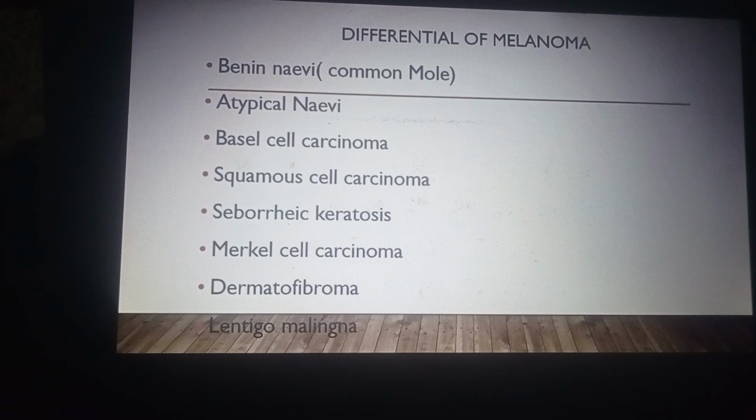Differential of melanoma. Melanoma can be differentiated from benign nevus or benign nevi, which is also known as the common mole, atypical nevi, basal cell carcinoma, squamous cell carcinoma, seborrheic keratosis, Merkel cell carcinoma, dermatofibroma, and lentigo maligna. All these conditions are kept in the differential of melanoma.